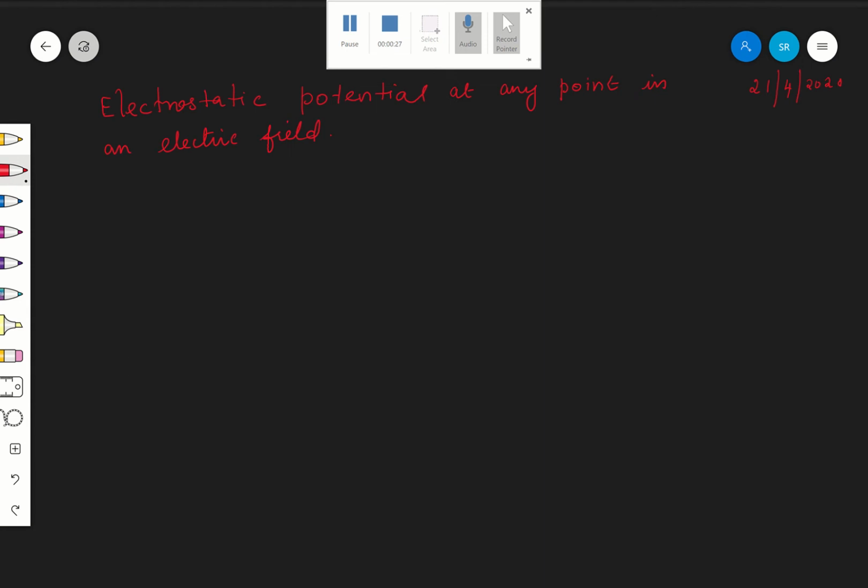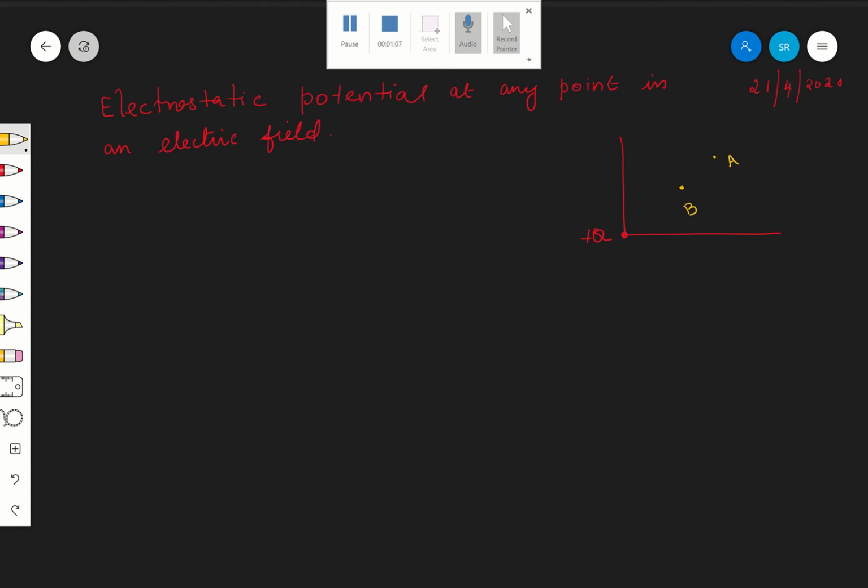For that, let us consider a charge, it is plus Q, right? It has the electric field around it, and I am considering 2 points, one is A, the other one is B. I want to find out the electrostatic potential difference between the points A and B. Potential difference between the points A and B.